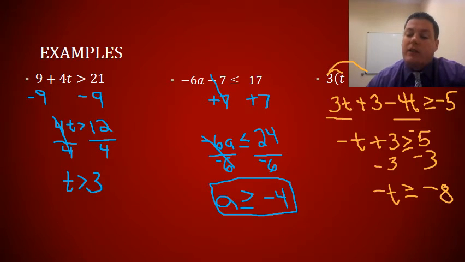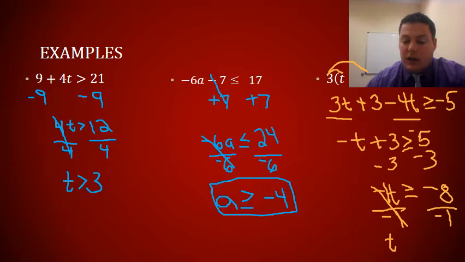And then I still have a negative in front of the t. So anytime we have a negative, hopefully you guys remember that what we want to do is divide by that negative. So we want to divide by negative 1 to get rid of that negative sign. If we divide by negative 1, they cancel because remember a 1 is implied in front of this t. We have t on the left side. We're dividing by a negative, so we have to flip the sign. And then negative 8 divided by negative 1 becomes positive 8. So t is less than or equal to 8.